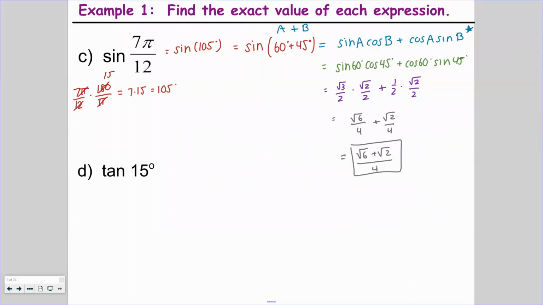Tangent of 15 degrees on our unit circle. Two angles that add or subtract to 15: 60 and 45. You could use 45 and 30.